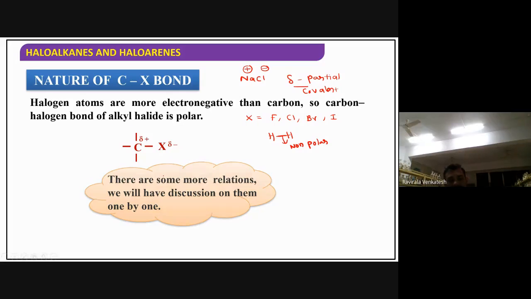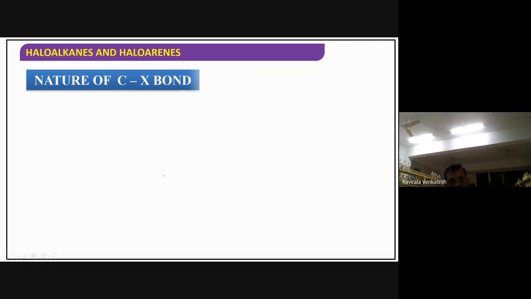Next, bond strength. Now I'm saying bond strength is inversely proportional to bond length. Is it correct or not? Why? Because if you have more length, we can easily break it. If we have short length, we need to use more force to break that. More force, more strength is required to break a short bond.